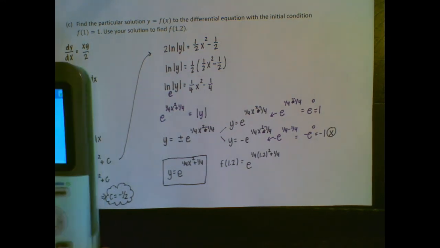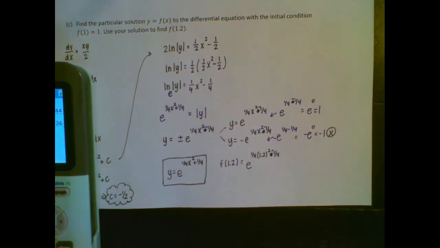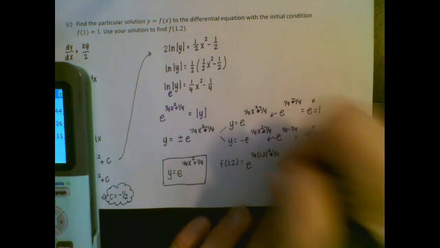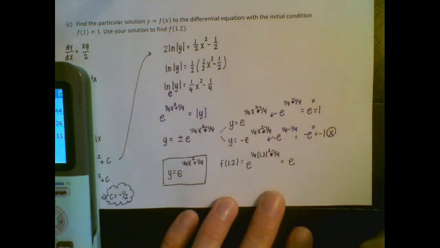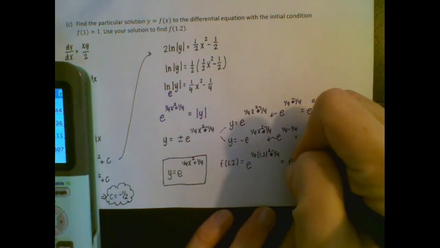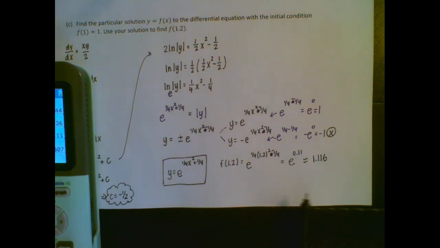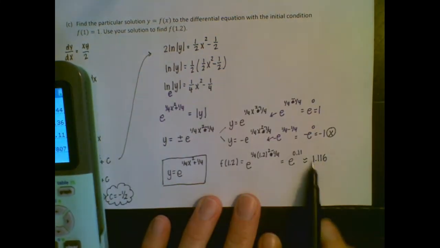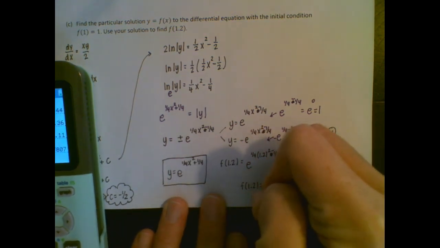I'll get out my calculator here to evaluate. So that should be minus. I don't know why I keep on writing plus. So if I evaluate that stuff that's in my exponent in my calculator, that's e to the 0.11. And that's about 1.116, which I believe in part B, we said was about 1.1. So it seems to be around the same value here. So we're going to say that f of 1.2 is equal to about 1.116.